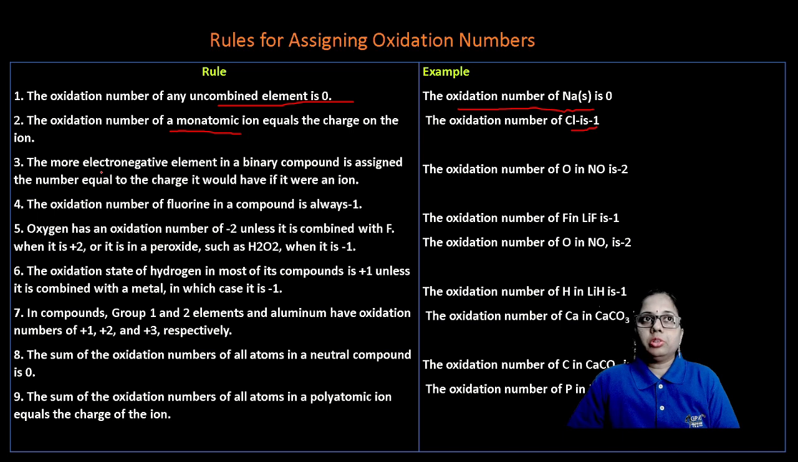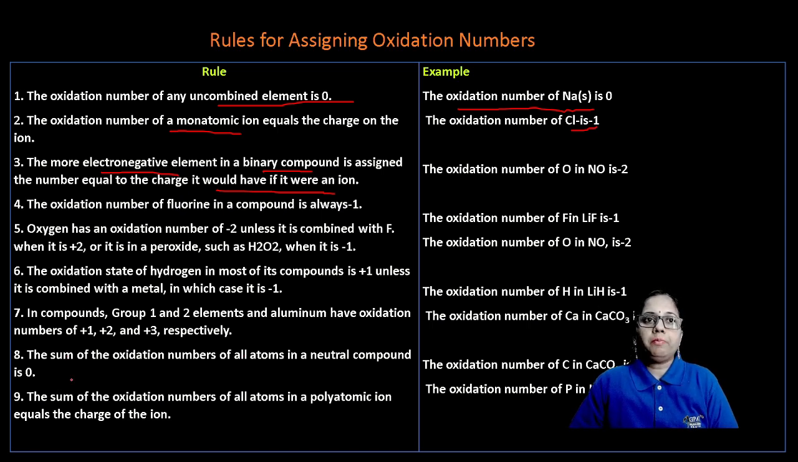Similarly, the third rule: the more electronegative element in a binary compound is assigned the number equal to the charge it would have if it were an ion. So the oxidation number of oxygen in NO is -2. Similarly, whenever there is a charge on the ion, that indicates the oxidation number. So all these are the rules you need to remember.